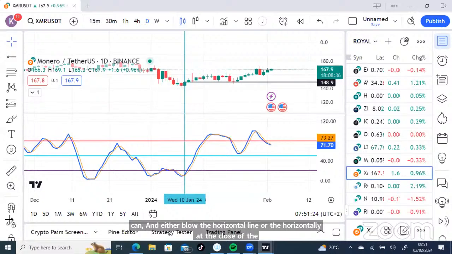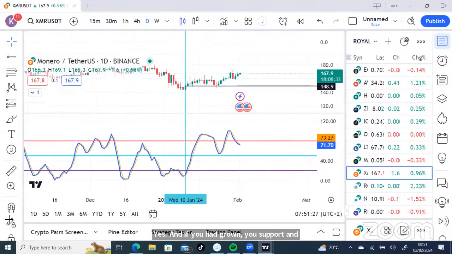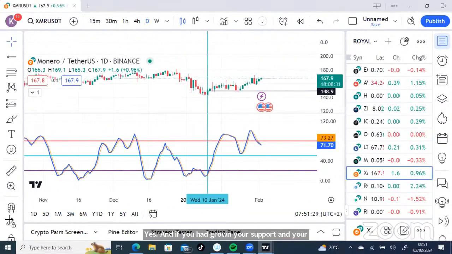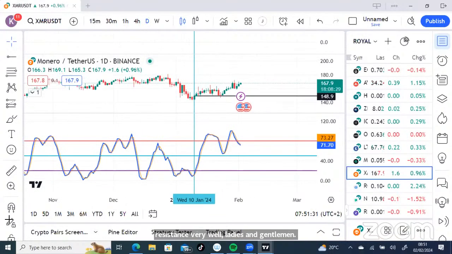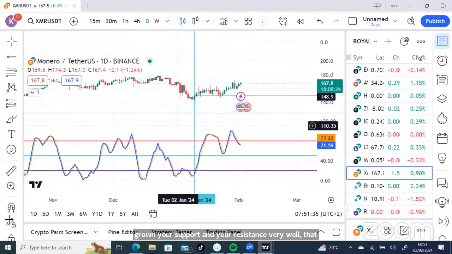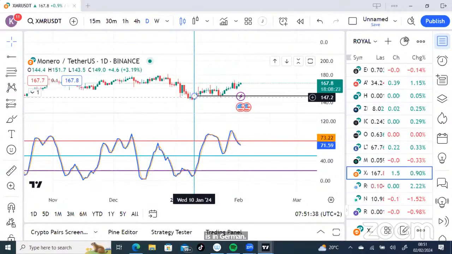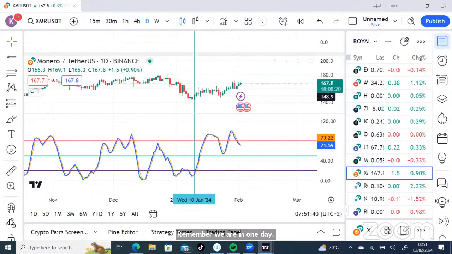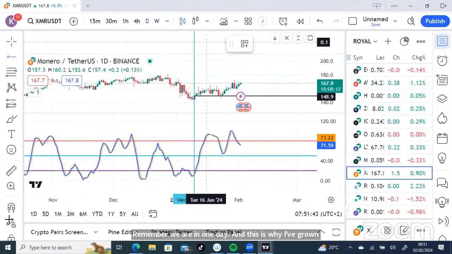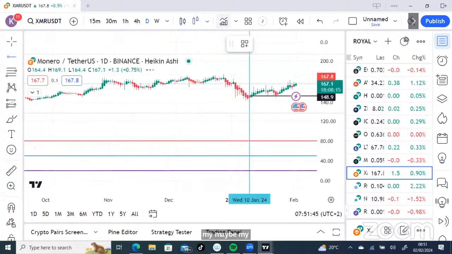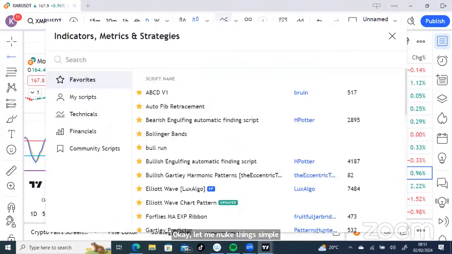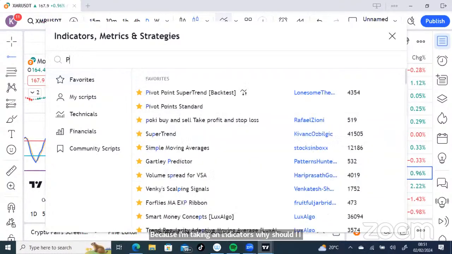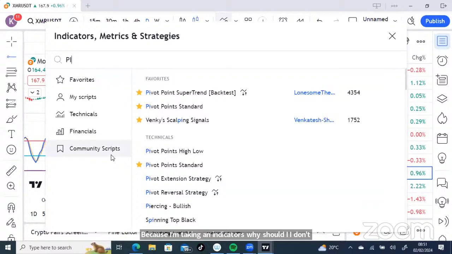And if you had drawn your support and your resistance very well, ladies and gentlemen, remember we are in 1 day. Okay, let me make things simple, because I'm teaching indicators, I don't want to take a lot of time. So I have put in my pivot points.